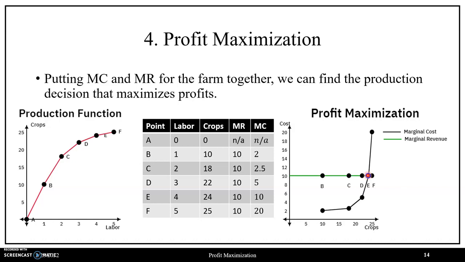in that if they were to produce more, they would be losing profits, where we would see this if they were to consider point F, where at point F, they would have 5 units of labor producing 25 crops, but now we see that marginal revenue is 10, while marginal cost is 20. So marginal cost is greater than marginal revenue, so additional money flowing out is greater than additional money flowing in, so this firm has incentive to reduce production going back to point E.